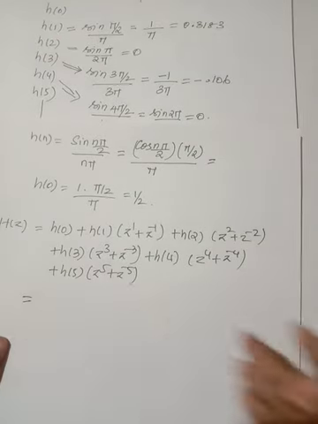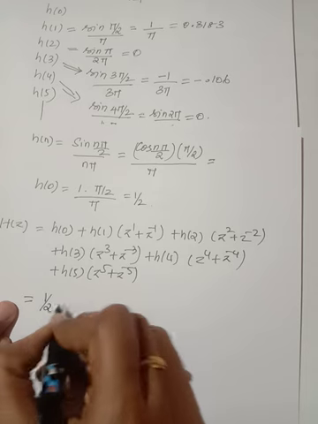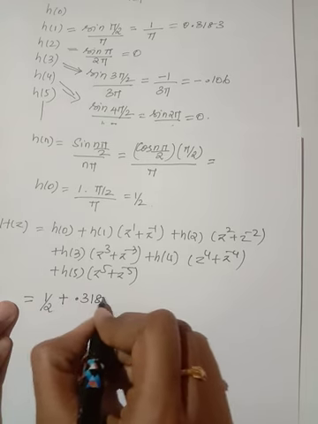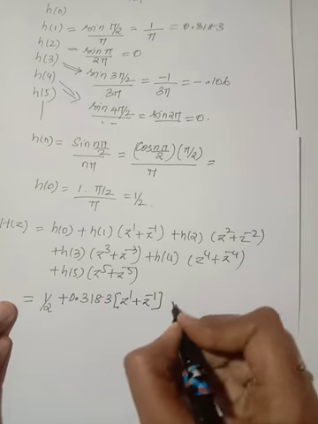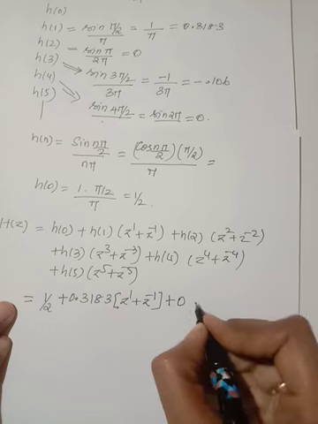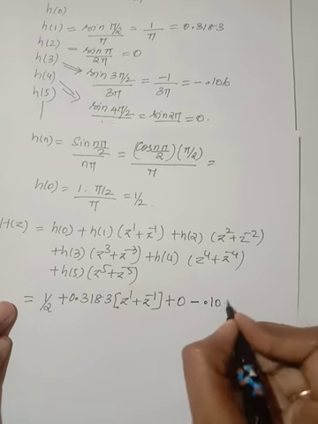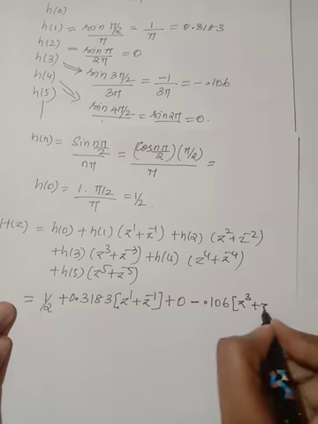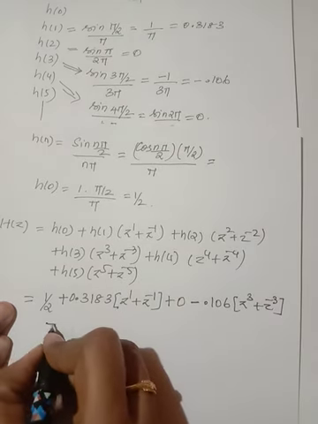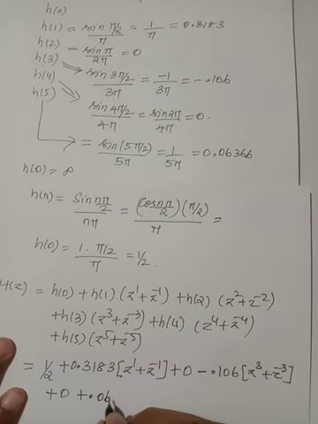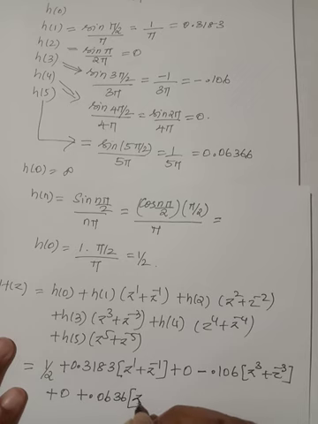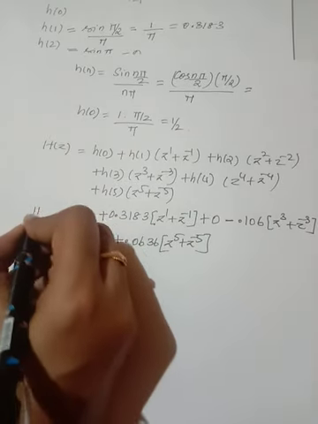So what is h of 0? The h of 0 value is 1 by 2, right? So 1 by 2 plus h of 1 value is 0.3183 into z power 1 plus z power minus 1, plus h of 2 value is 0, plus h of 3 value is minus 0.106 into z power 3 plus z power minus 3. H of 4 value is 0 and h of 5 value is 0.0636 into z power 5 plus z power minus 5. Now this is the h of z I have obtained.